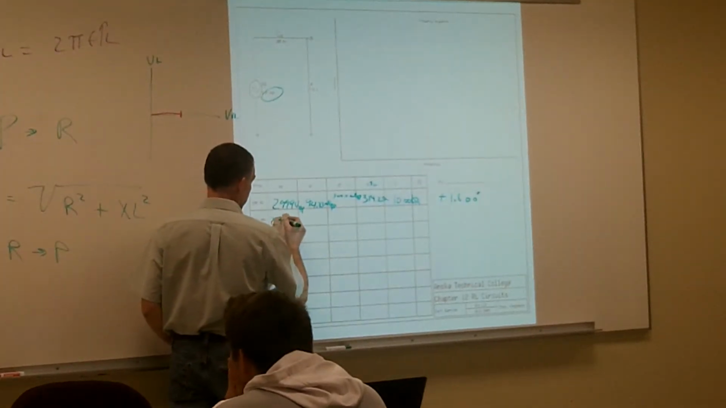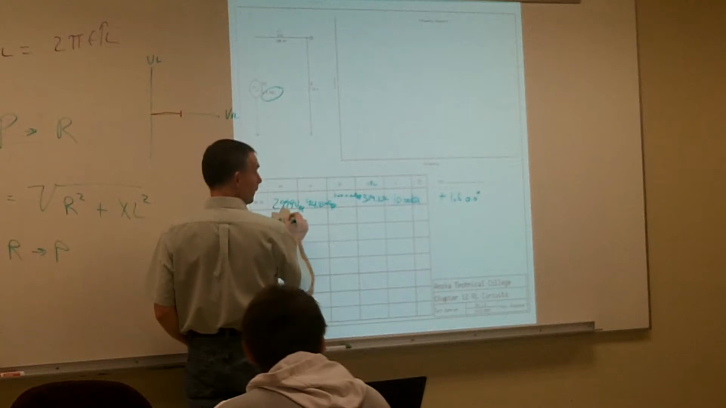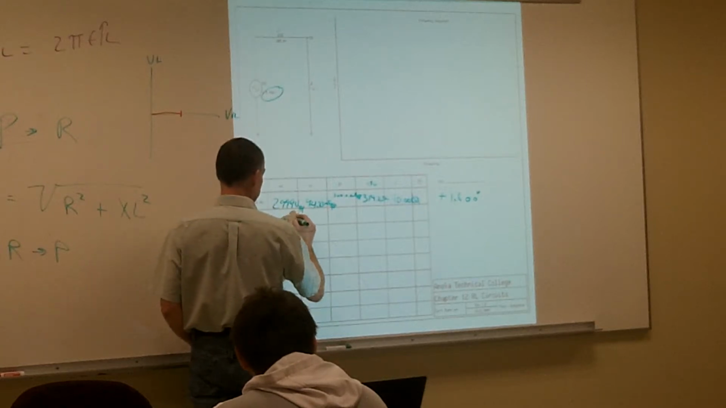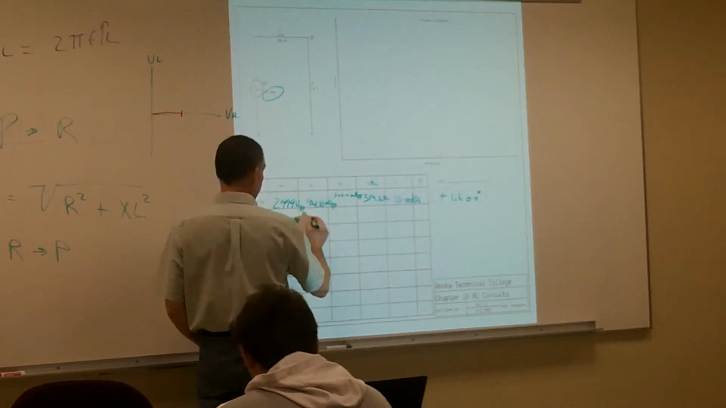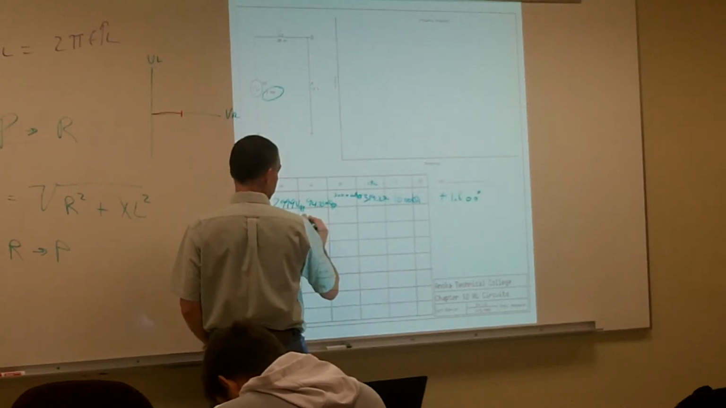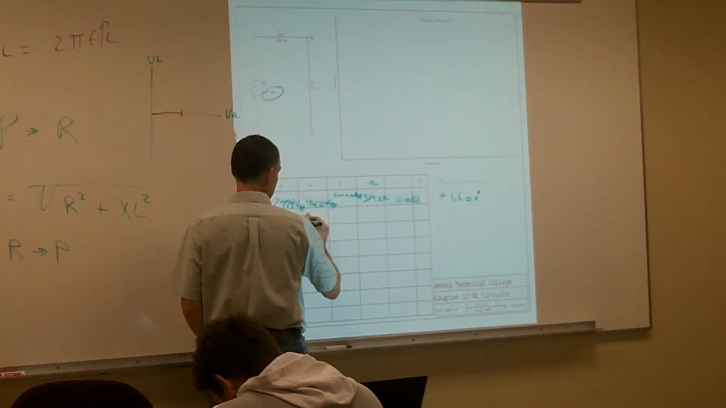2.987 volts peak to peak. Okay. And then voltage across your inductor: 281.5 millivolts.